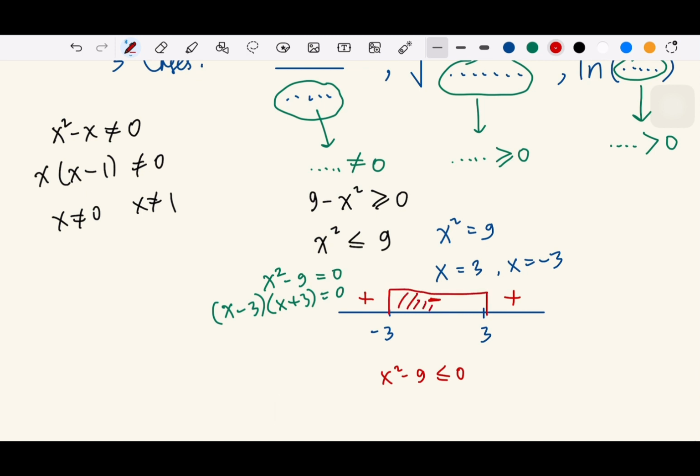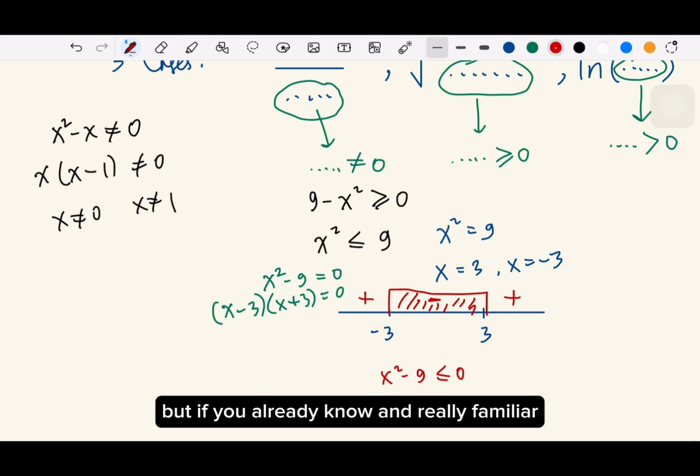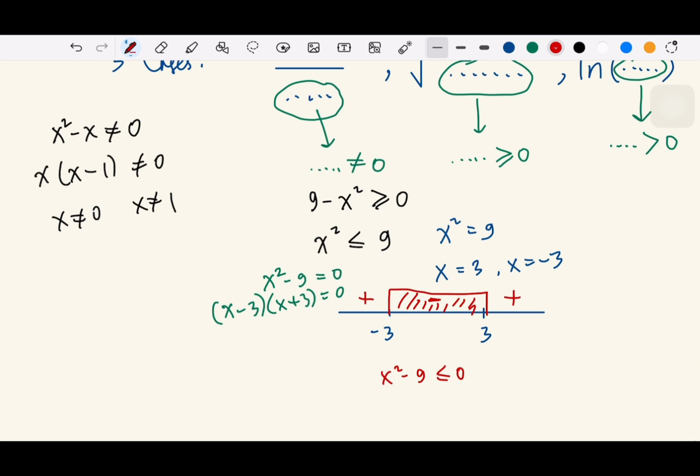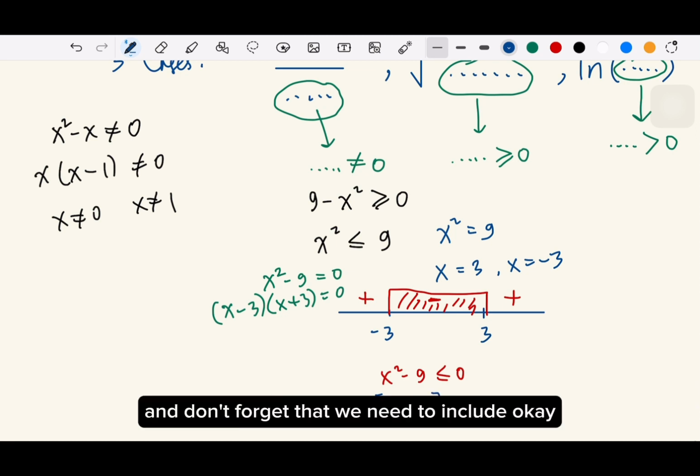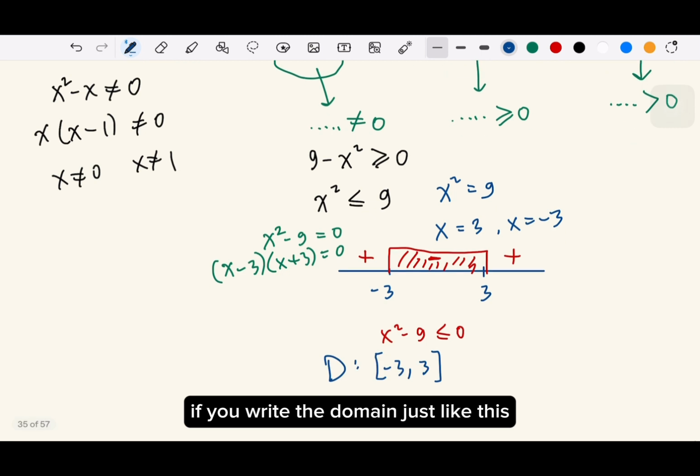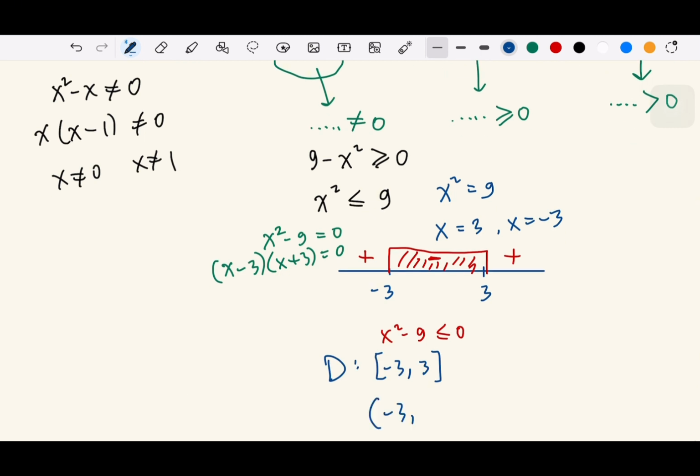But if you already know and are familiar, then you could go directly and write that the domain is between negative 3 and 3. And don't forget that we need to include the endpoints, okay? If you write the domain just like this, then it will be wrong.